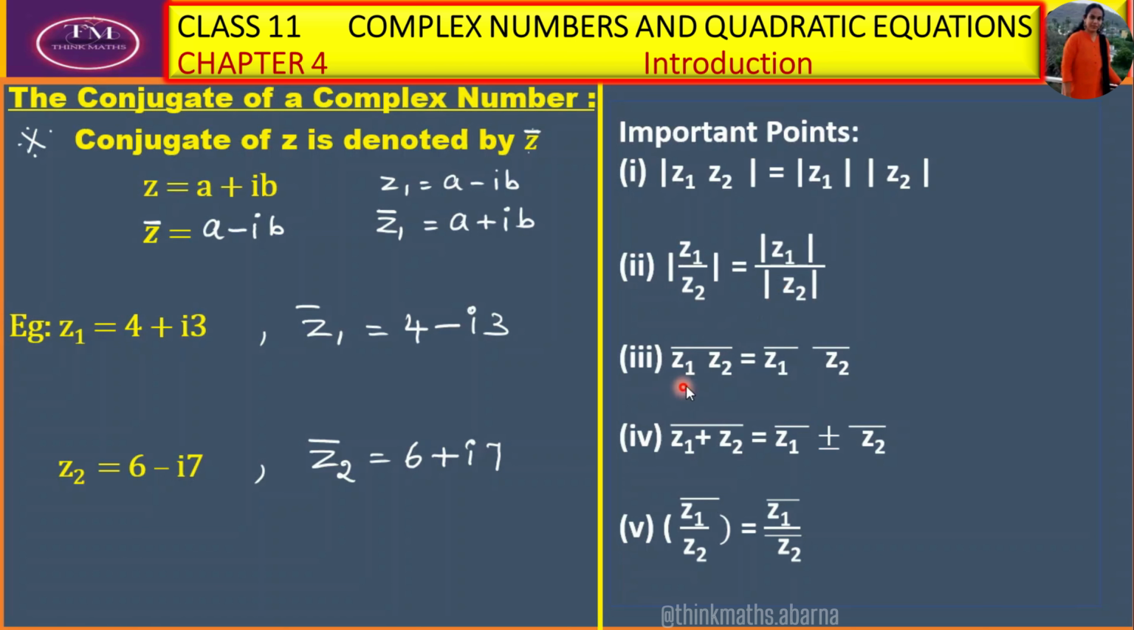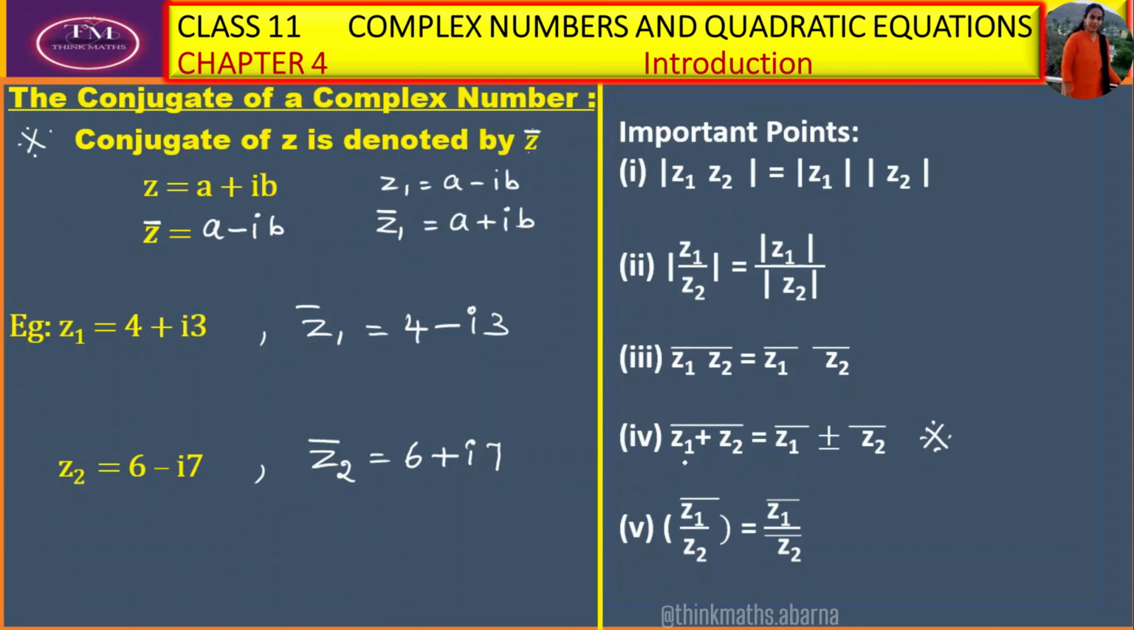Next, conjugate of Z1 Z2 is equal to conjugate of Z1 into conjugate of Z2. We take the conjugate separately and multiply. The answer is the same as multiplying and then taking the conjugate. It is also the same. Now here the fourth one. So just note this. It is very important.